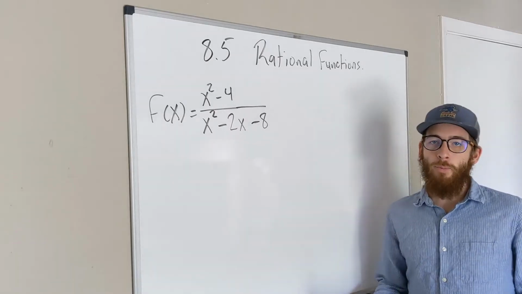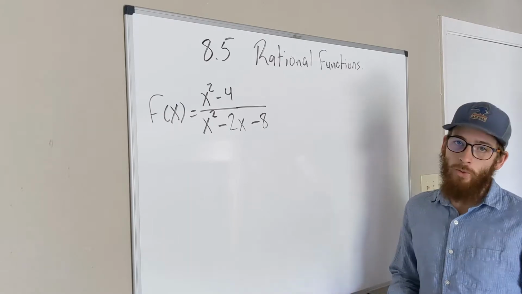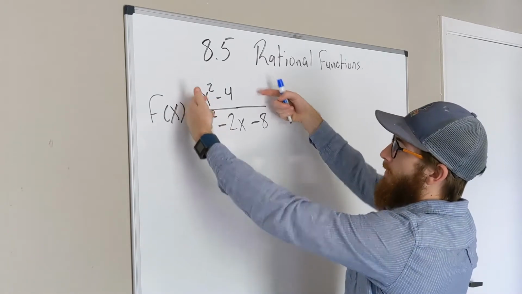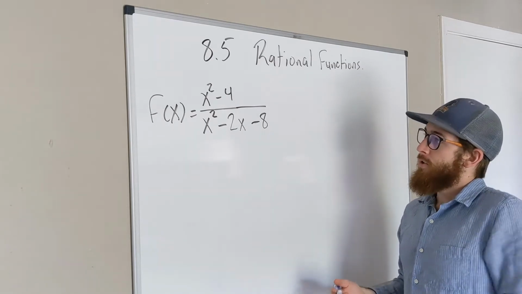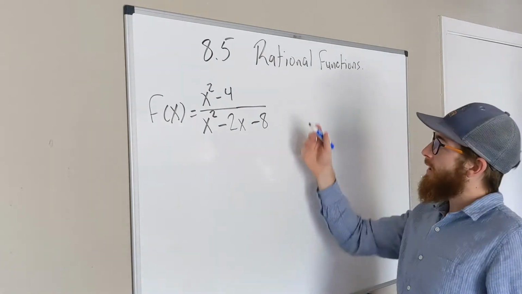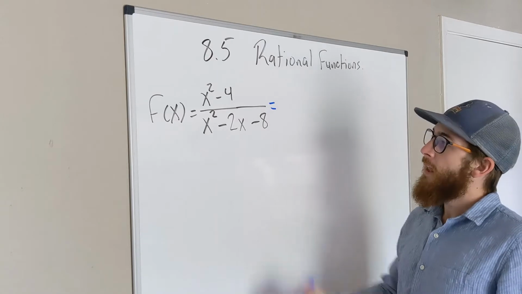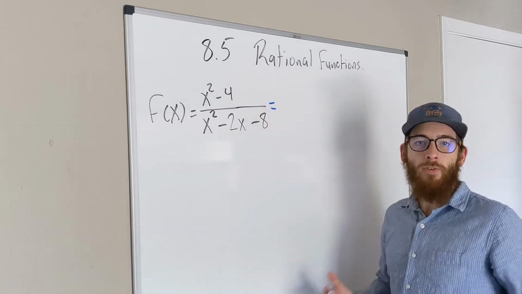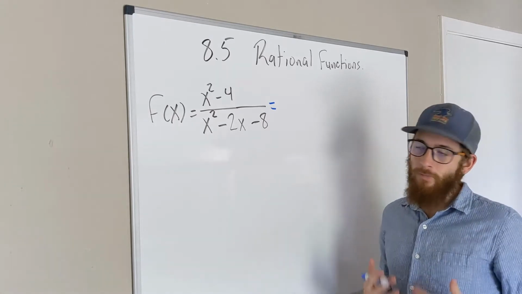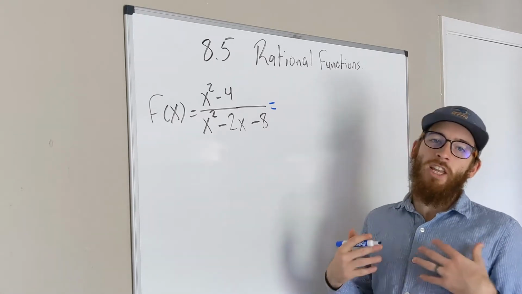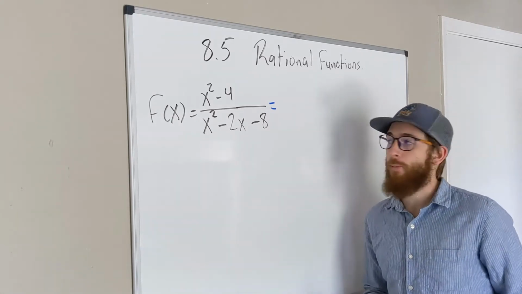In 8.5, we move to rational functions, which is simply a polynomial divided by a polynomial. And we've already looked at these before. So the number one thing that we want to do is factor the top and factor the bottom first. Always when we're looking at functions like this, we want to factor the top, factor the bottom, and then I'll tell you what each of these pieces means and how we can apply them.